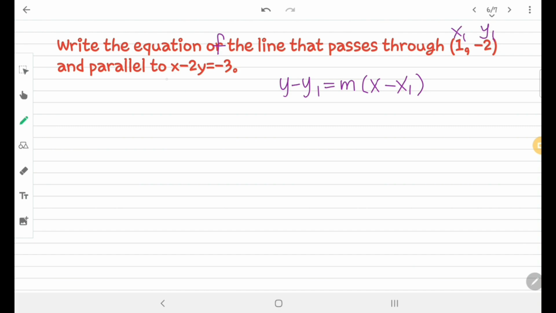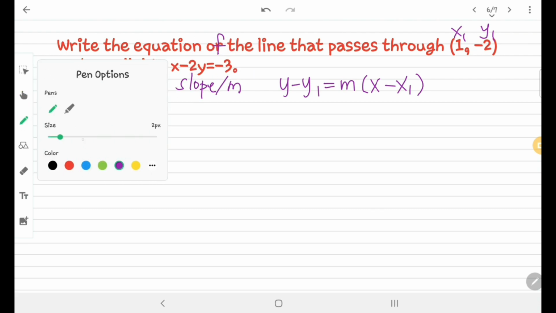Tapos, let's get the slope dun sa binigay nila. So, depende kung anong gagamitin yung slope. So, syempre, dahil parallel nga ito, dapat parehong slope yung gagamitin natin. Kasi parallel, diba? Sabi doon sa kanina, two lines are parallel with each other if they have the same slope. So, identify muna natin yung slope nito.